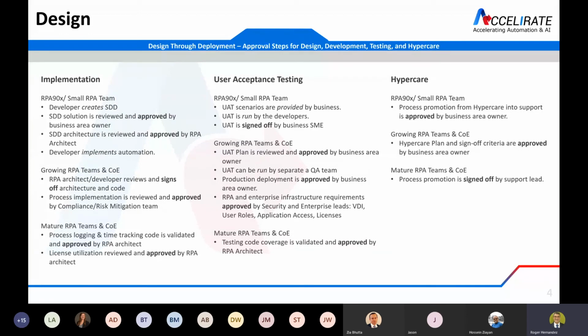But for implementation, a small team really just looks at the solution design document. The SDD is reviewed and approved by the business area owner and by your architect.